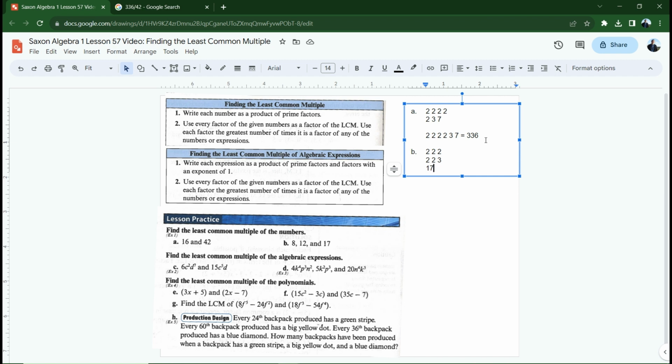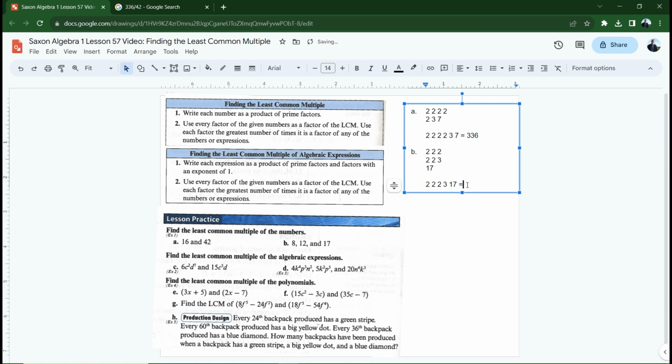All right, so now I have 2, I have 3, I have 17. The most number of times that 2 is used in any one of the numbers is 3. So I'm going to include 2 3 times. Notice I didn't include it 5 times because it doesn't appear 5 times in one number. It appears 3 times in the number 8. So I have to include it 3 times. 3 appears once. 17 appears once.